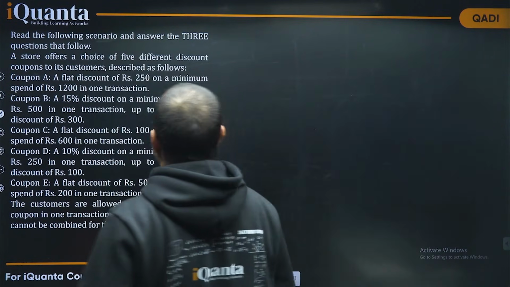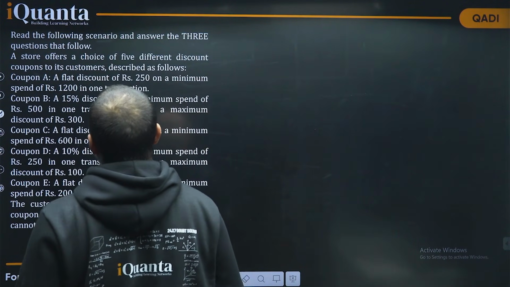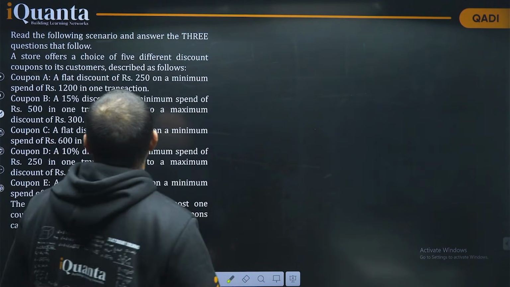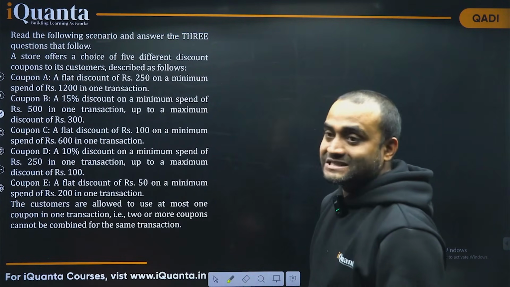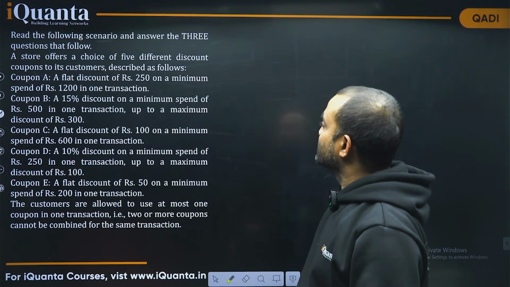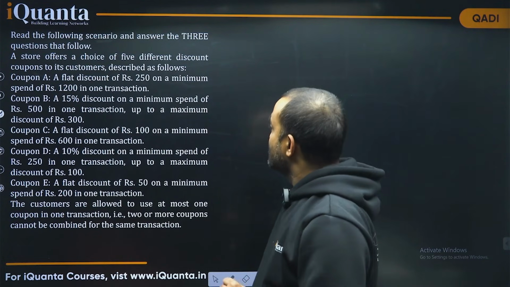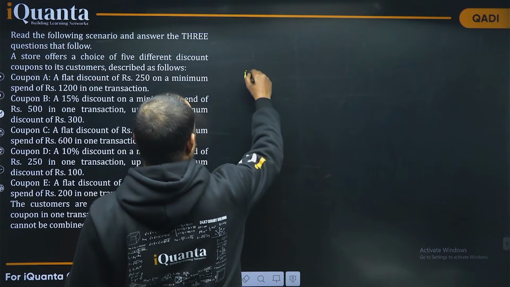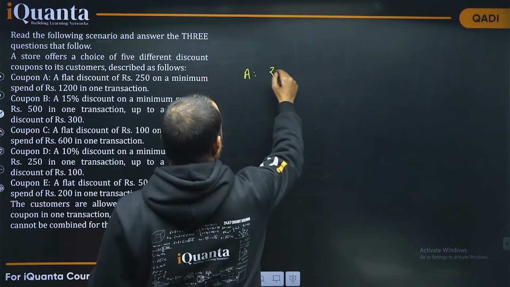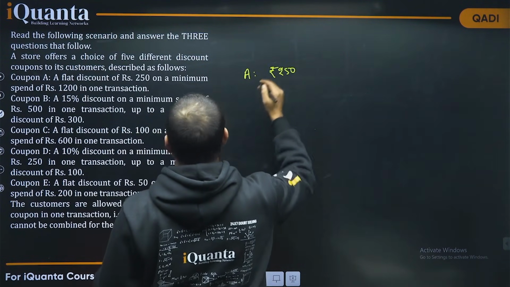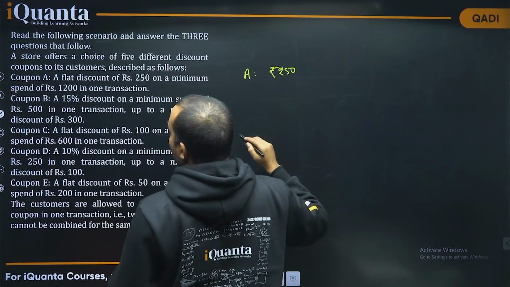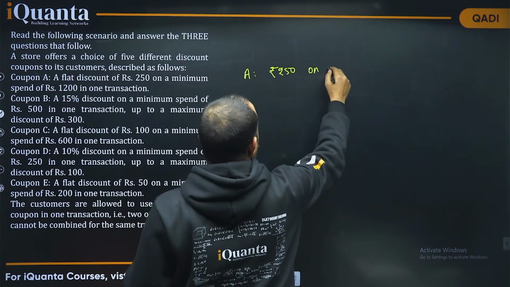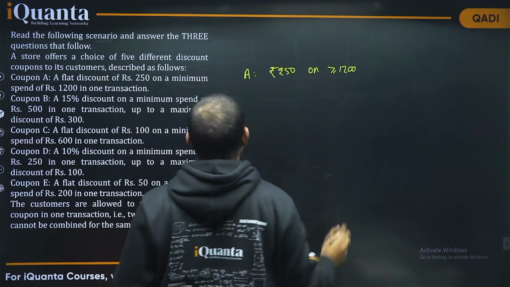Read the following scenario and answer the 3 questions that follow. A store offers a choice of 5 different discount coupons to its customers, described as follows. Coupon A, a flat discount of 250 on a minimum spend of 1200, that is on greater than or equal to 1200 spend.